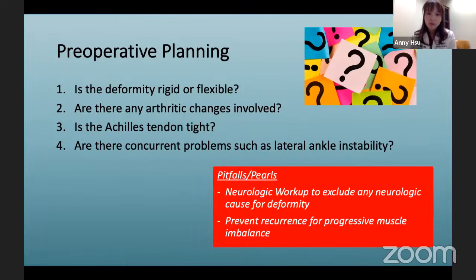I think the most important pearl and pitfall at this point, before even going into surgery, is to miss the neurologic workup. Because if your patient has an underlying neurologic cause for the deformity, this can potentially be a progressive muscle imbalance. If you do not realize this and rely only on soft tissue correction, the patient could redevelop the cavovarus deformity.